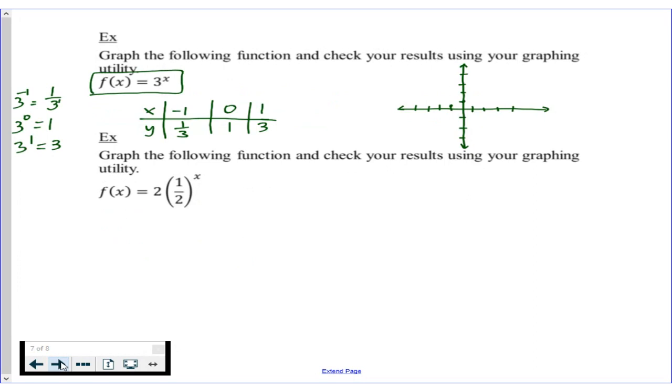Oh, let me use a different color. It's not visible. Let me use red. And at 1 it is 3. So clearly this graph is going up like this. And remember, the x-axis is the horizontal axis, so it doesn't cross the x-axis. It will just approach the x-axis. So this is an exponential growth function.